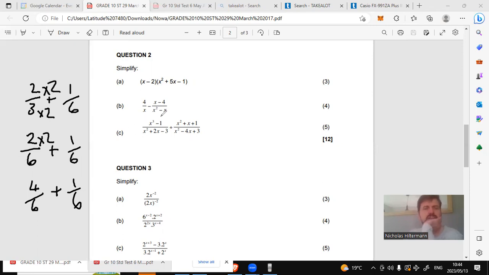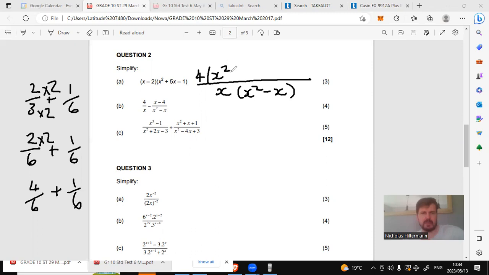Okay, so we use that same theory here in that we want it to be over a common factor of x squared minus x, because then they're both over the same thing. So in order to get the 4 to be correct, I need to times it by whatever was at the bottom of the other one. And to get the x squared plus x, I needed to times the x minus 4 by the x.